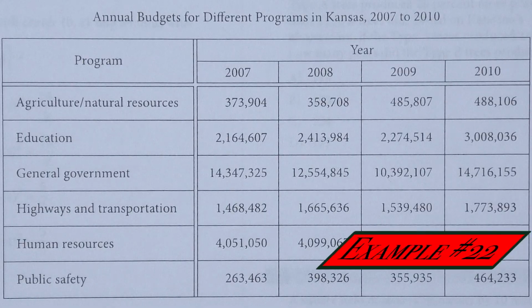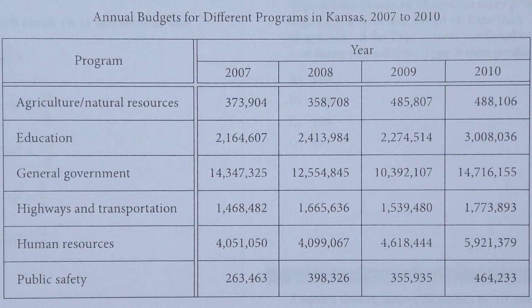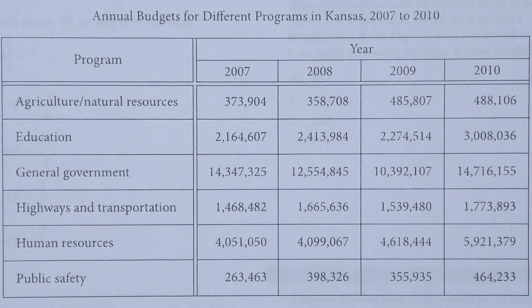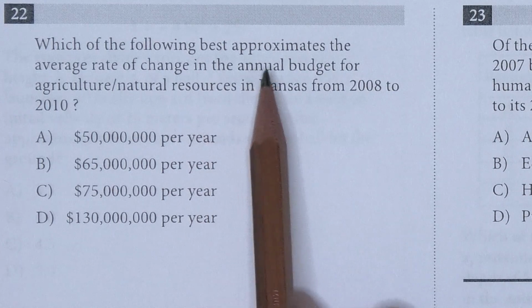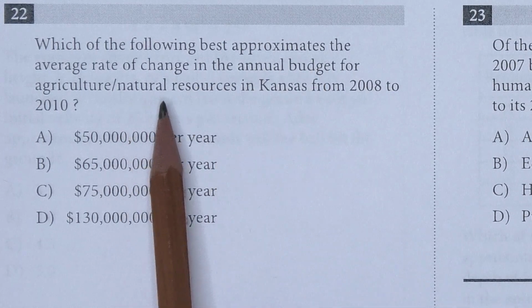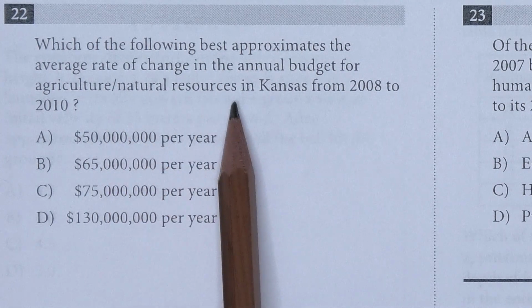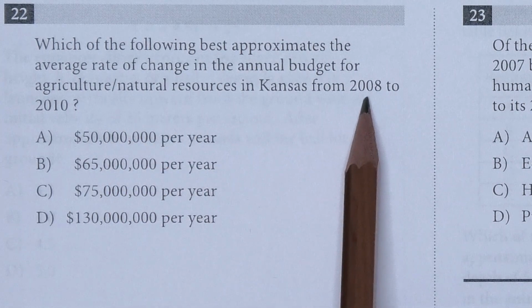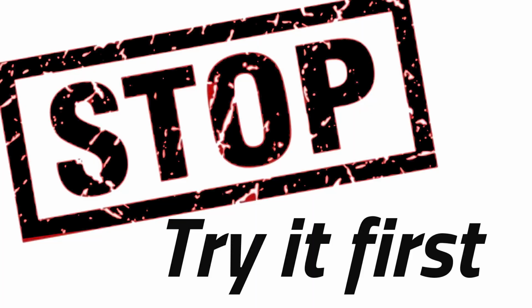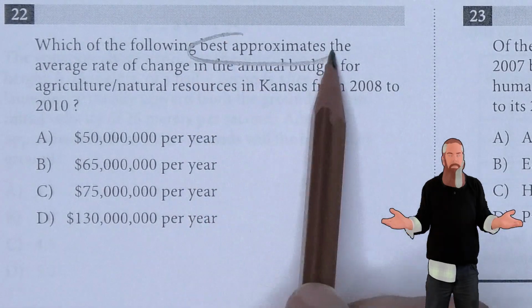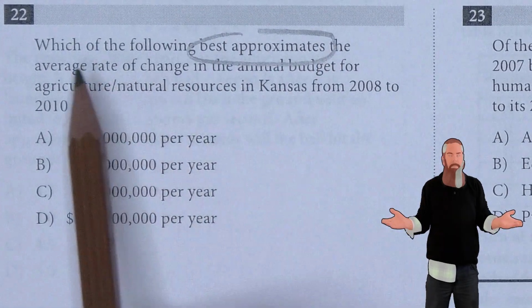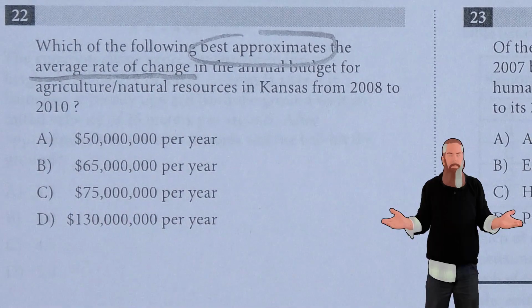We're going to need to refer to this table for problems number 22 and 23. Which of the following best approximates the average rate of change in the annual budget for agricultural natural resources in Kansas from 2008 to 2010? Now we're looking at a best approximate and an average rate of change.